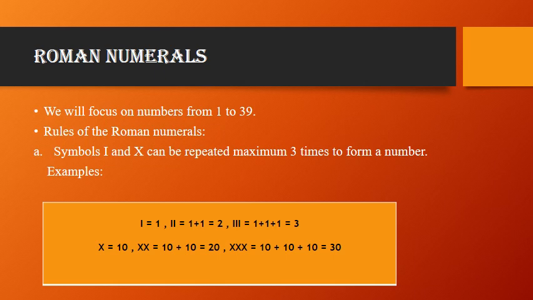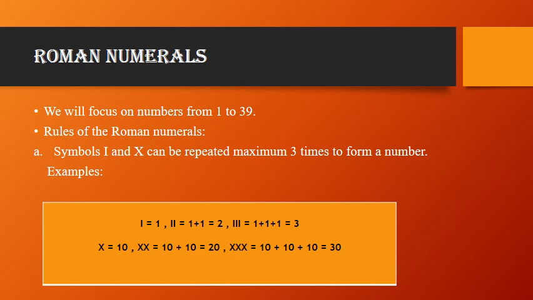Children, for 2 we can write double I, and for 3 I can write I three times. And in the rule I have written, children, symbol I can be repeated a maximum of 3 times. It means I cannot write I 4 times, right? I can write I only 3 times. So for writing 1, 2, 3, I can make use of I. For 1, I one time, for 2, I two times, and for 3, I write I three times. Done? Children, the same rule applies for X also.